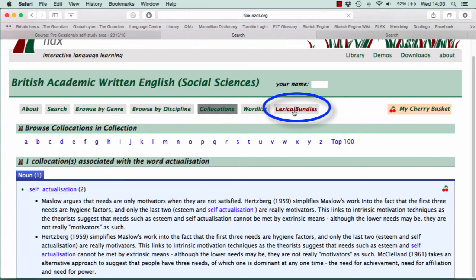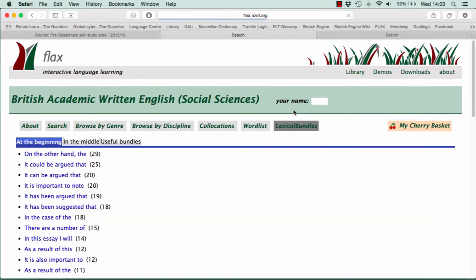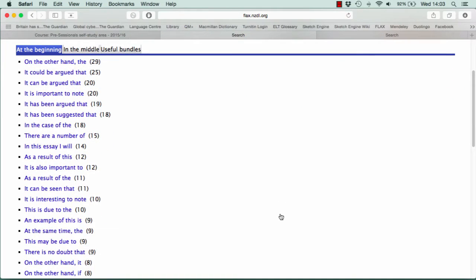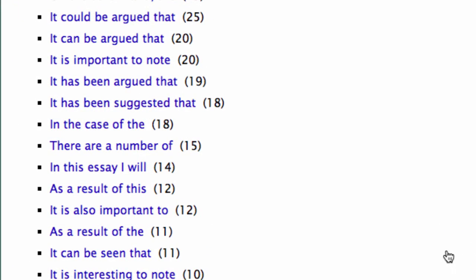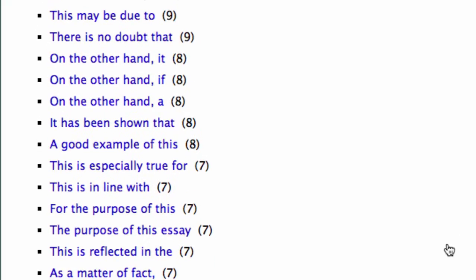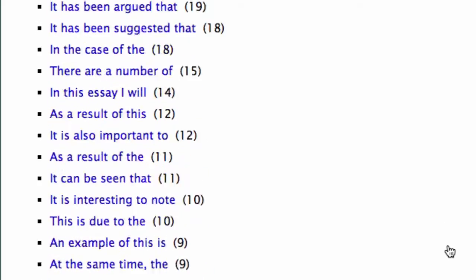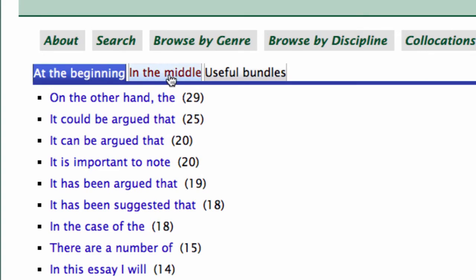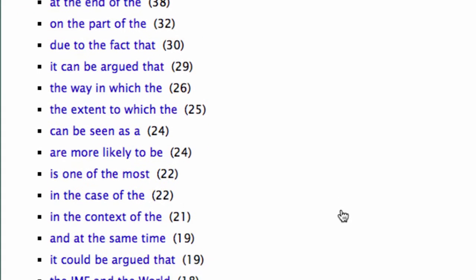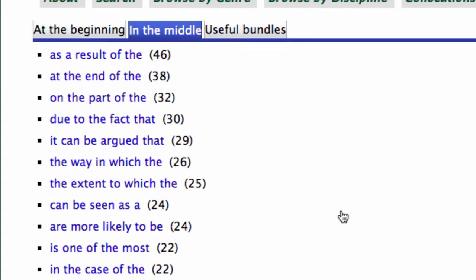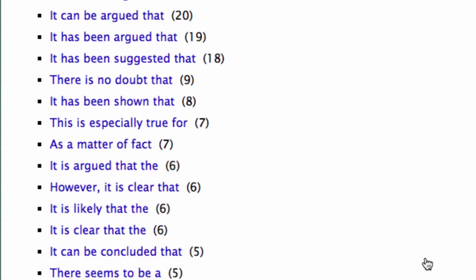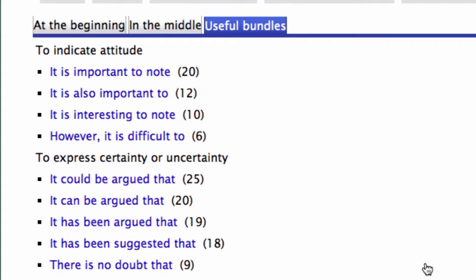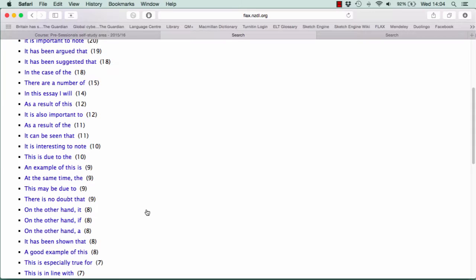Before we leave this, I'd just like to look briefly at what FLAX call lexical bundles, which are phrasal structures that occur in academic writing. Here we can see that the focus is on phrasal constructions that occur at the beginning of sentences. We can look at phrasal constructions that occur in the middle of sentences, and we can look at further useful bundles or phrases that occur in these texts. We take an example of this, very, very common.